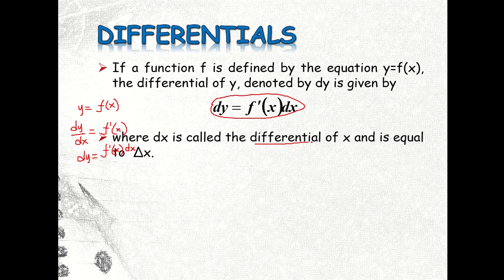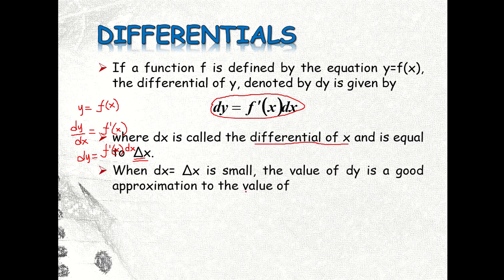Now the dx here is called the differential of x, and it is equal to delta x. So our dx is equal to delta x. When dx equal to delta x is small, the value of dy is a good approximation of the value of delta y, which is equivalent to f of x plus delta x minus f of x.